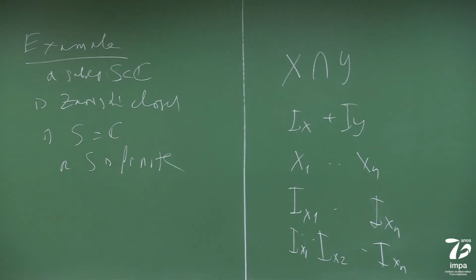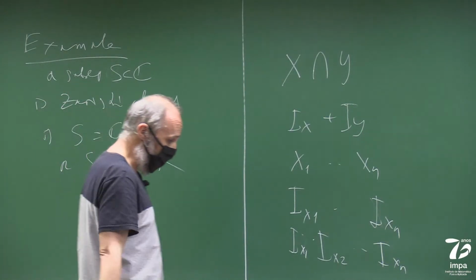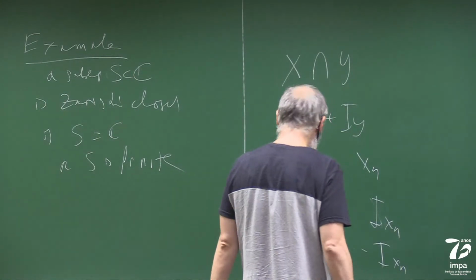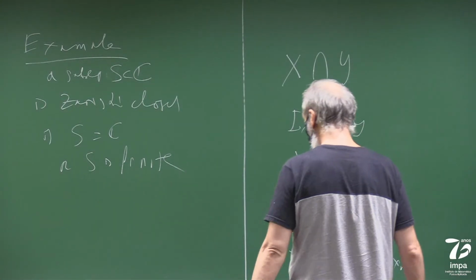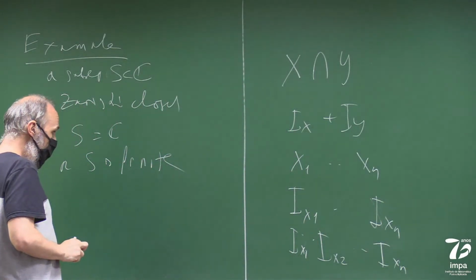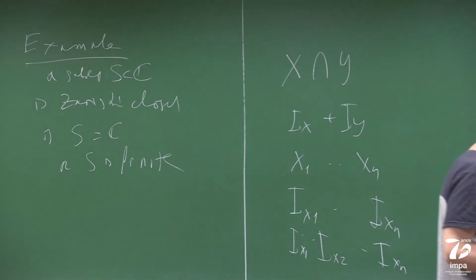Of course, Zariski topology is not Hausdorff, clearly, because you have complements of finite sets, and they intersect. If you have two non-empty open sets in Zariski topology, the intersection is non-empty. It's very, very non-Hausdorff.